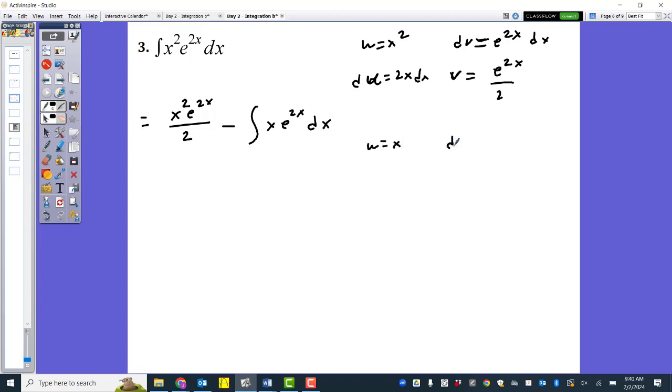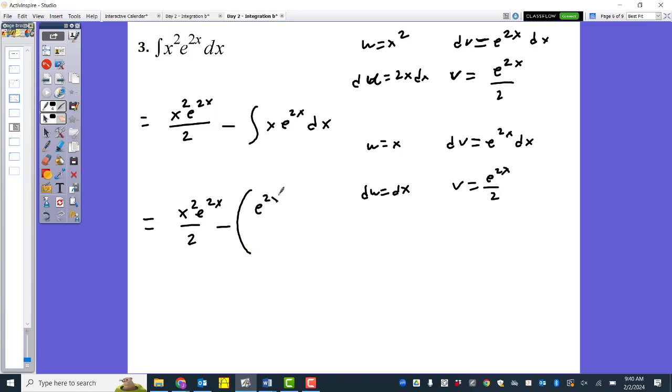So u is x, dv is e to the 2x dx, v is e to the 2x over 2, du is dx. So we have x squared e to the 2x over 2 minus. The big thing people do is they forget to distribute this negative. So let's leave that negative there. And we have e to the 2x times x over 2, that's u times v, minus the integral of v times du, which is e to the 2x over 2 dx.